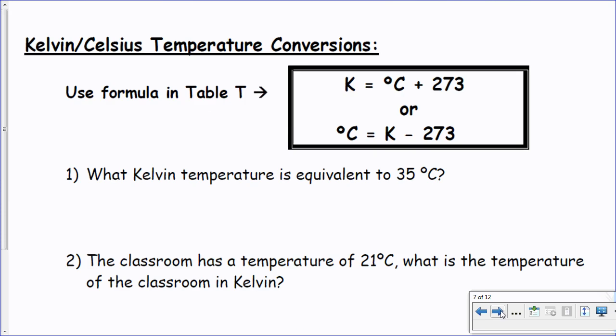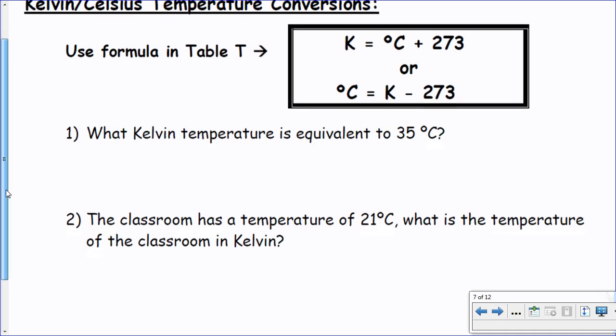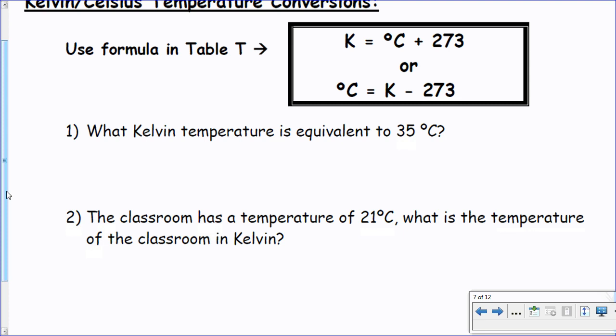Moving on. How do we convert between the two? We are going to use Table T, conversion calculation. Because they're set off by 273 degrees, we can use this very simple calculation. The first one that I'll be doing with you is number 1. What Kelvin temperature is equivalent to 35 degrees Celsius?